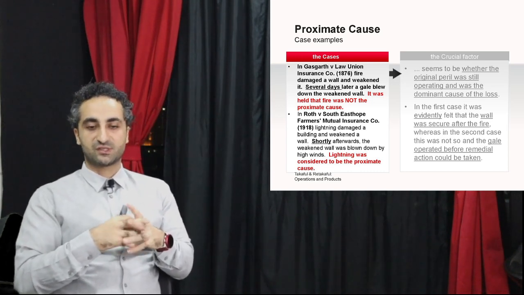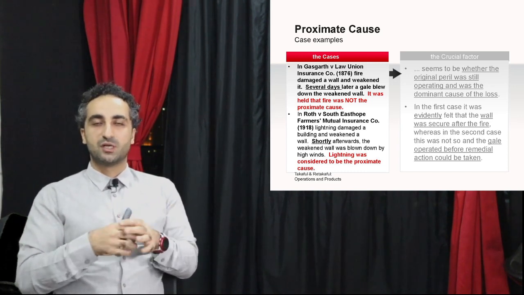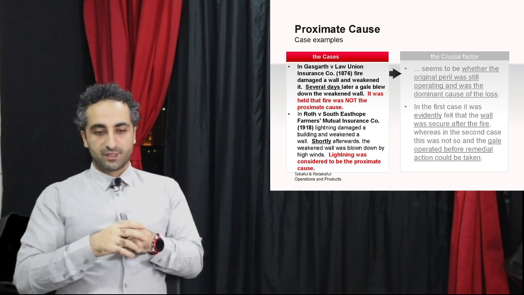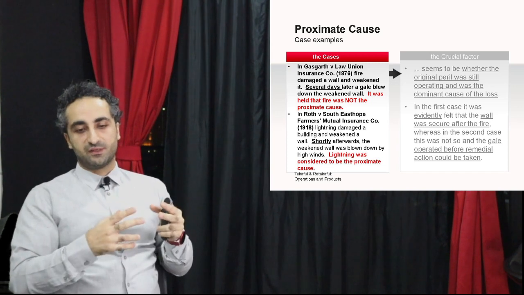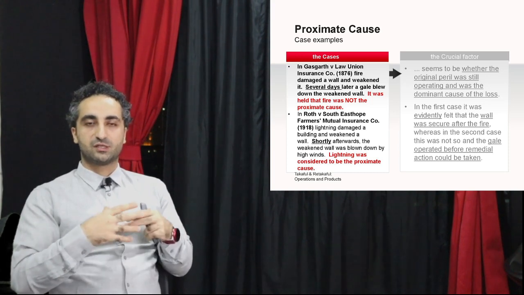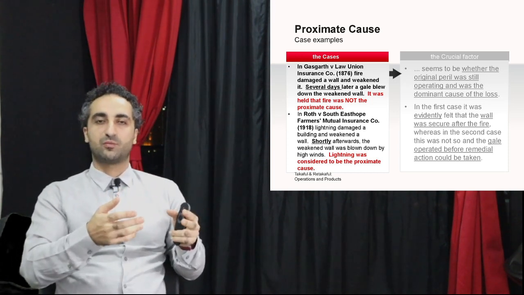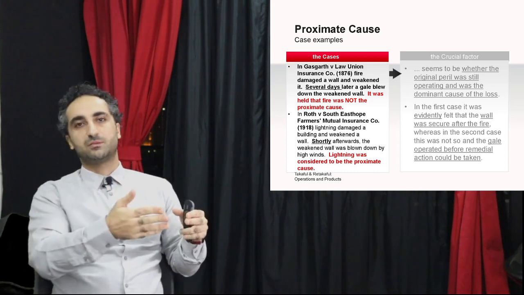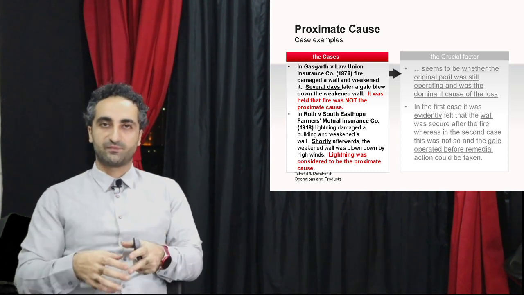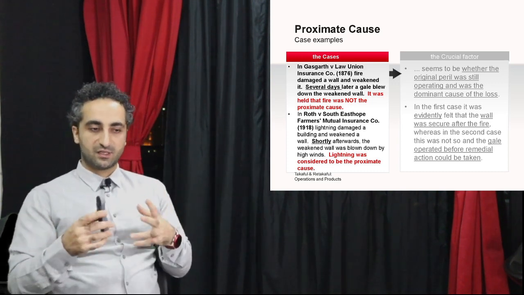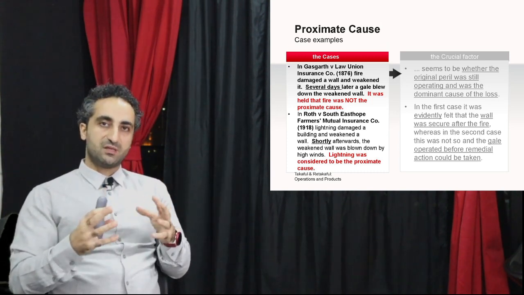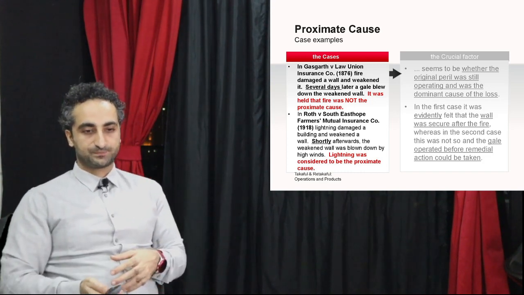So in the first case, it was evidently felt that the wall was secure, not going to fall. Whereas in the second case, this was not so, and the gale operated before remedial action could be taken. So if it's a Takaful company, the Takaful company should have fixed it immediately, but because they didn't fix it immediately, it needed some remedy, so it fell from the wind. So again, what you need to understand here is not how to judge things, we're not going to be doing that. You need to understand that it will always be the proximate cause that we will consider.